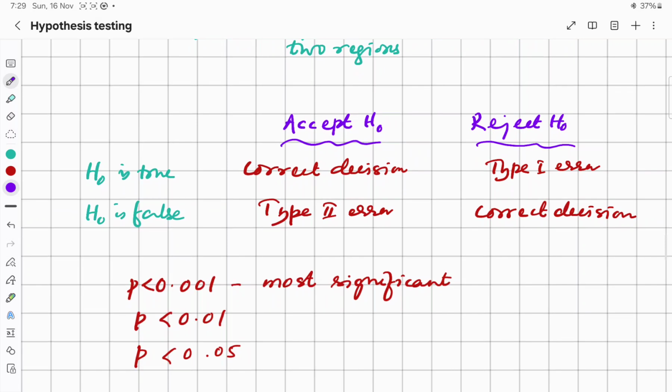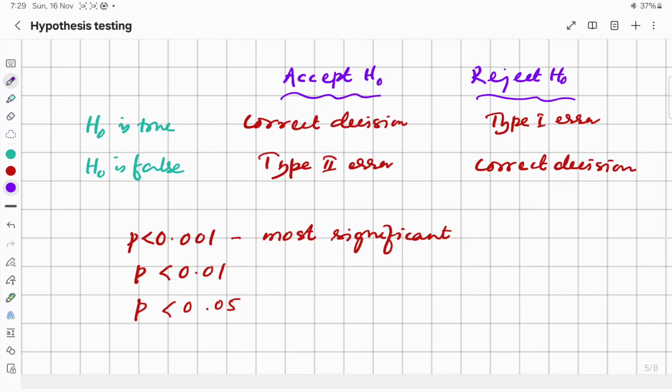So if P is less than 0.01, that means the probability of type 1 error is 1 in 100. So we can say that P less than 0.01 is more significant than P less than 0.05. When we say p less than 0.001, that is 1 in 1000. So the probability of type 1 error is 1 in 1000, so it is more significant than p less than 0.01. So among these three, if we are getting p less than 0.001, that means it is more significant.